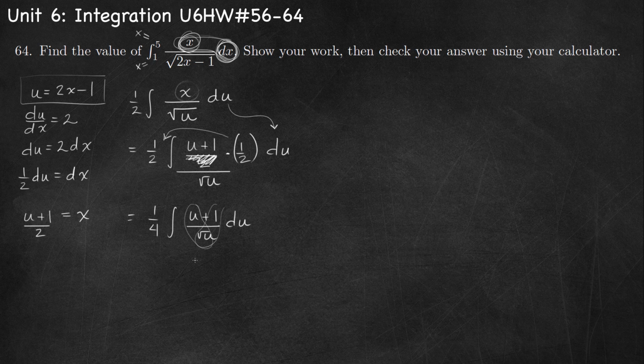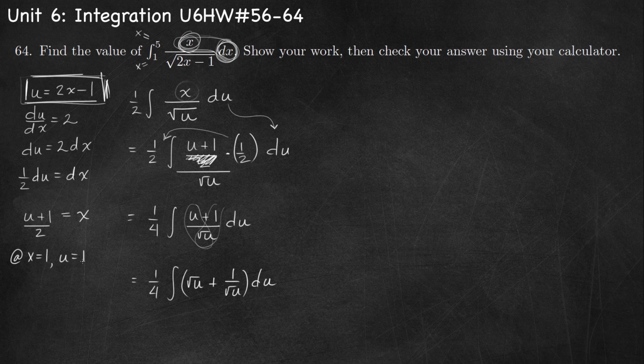And then I also have to figure out what my bounds are. Okay, so 1/4 integral u divided by the square root of u is just the square root of u plus 1 over square root of u times du. So let's figure out what our new bounds are. When x is 1, and I'm looking back at this equation right here, 2 times 1 minus 1 is 1. U equals 1. So coincidentally, they're both the same. When x is 1, u is 1.